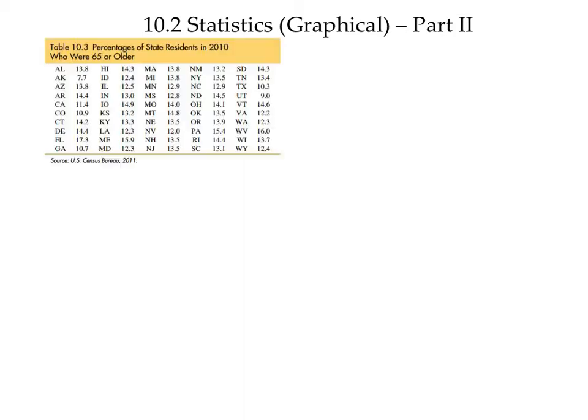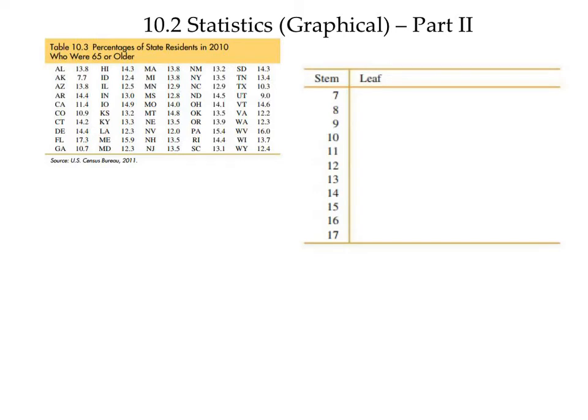Let's take a look. In Table 10.3, we see for each state the percentage of state residents in 2010 who are 65 or older. It's a fairly difficult table in its current format to get much sense of. So let's talk about how we build a stem and leaf plot.